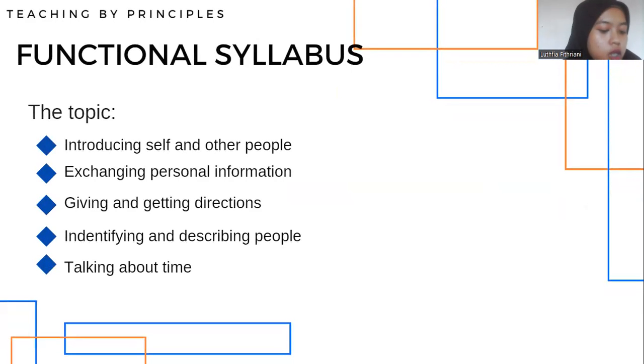The principle of this syllabus is upon the communicative purpose of the language. Functional syllabus is organized around communicative functions such as identifying, reporting, correcting, describing, and etc. There are some topics that can be included in the functional syllabus. Those are introducing self and other people, exchanging personal information, giving and getting direction, identifying and describing people, and talking about time.